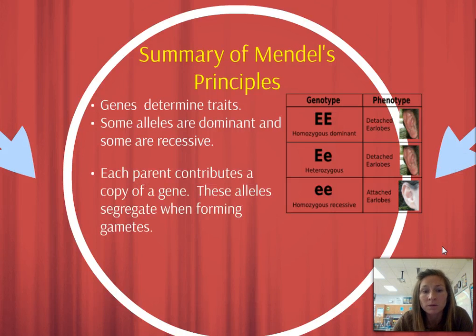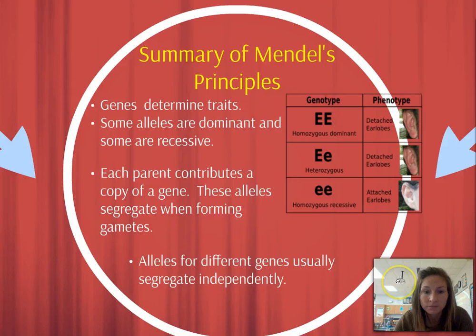So each parent contributes a copy of a gene, and these alleles do segregate when forming gametes. So if I looked at this case, if one parent gave the dominant allele capital E and another parent gave the dominant allele capital E, you would end up with this result. And alleles for different genes usually segregate independently, and that's what I showed you with the dihybrid cross. We won't get into more detail with that until later because it's kind of complex. We'll stick with the simple Punnett squares for now.